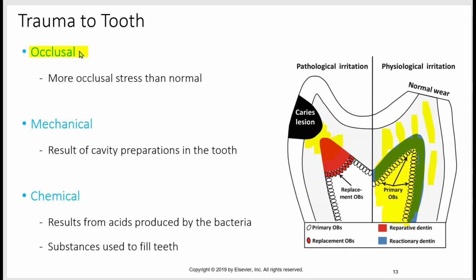So it's only in the area of the lesion. The trauma can be occlusal, so a lot more occlusal loads. Mechanical, because when we prepare the tooth, we're drilling and we hit the tooth, it can be trauma. And chemical can be from the acids from the bacteria that make the caries, or the materials that we use to fill or prepare the tooth. That's why we sometimes have to put liners or bases to protect the pulp and the dentin.